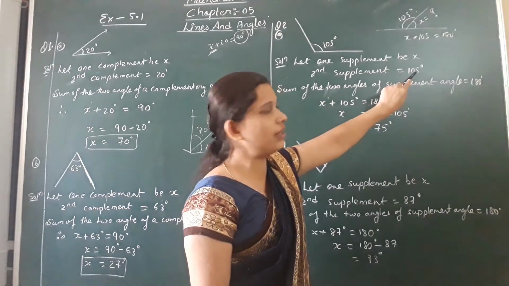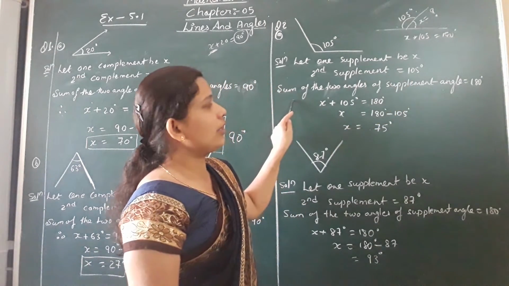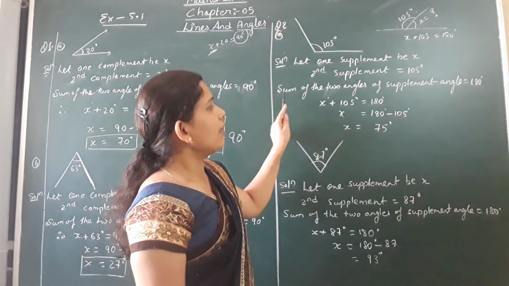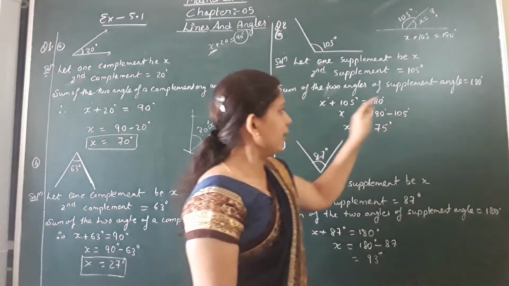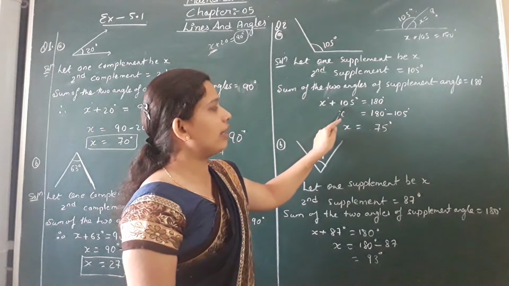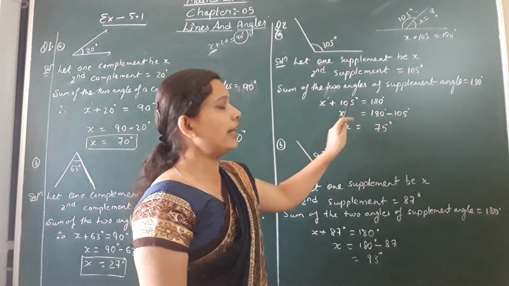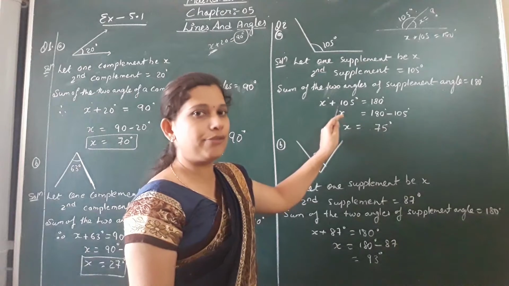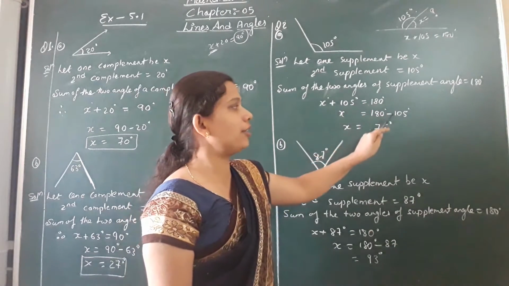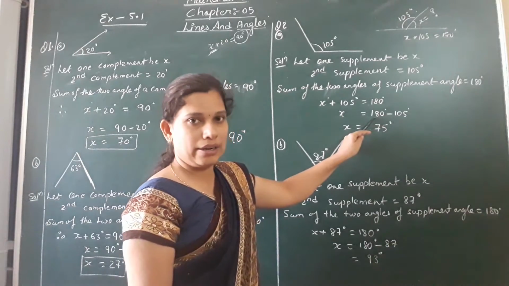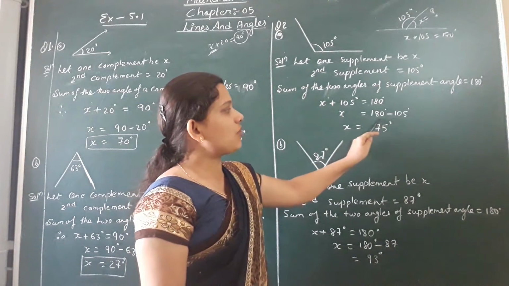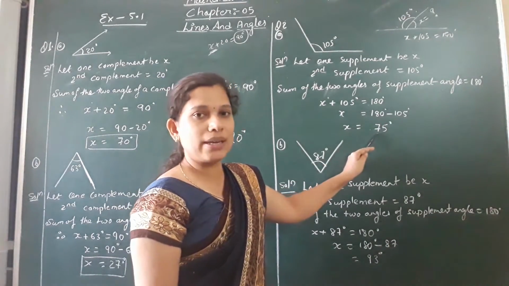So let one supplement be x, and the second supplement is given in the question, that is 105. According to the definition of a supplementary angle, the sum of the two angles of a supplementary angle is equal to 180 degrees. Therefore x plus 105 is equal to 180 degrees. Transposing 105 from the left hand side to the right hand side, it will become minus 105 and get subtracted from 180. So when it is subtracted, the value of x comes as 75.